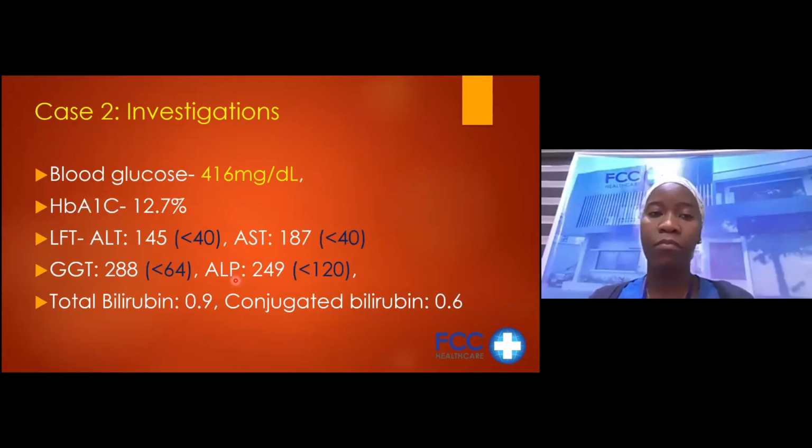So we did a blood glucose at presentation, and as you can see, markedly elevated at 416 milligrams per deciliter. We went on to do an HbA1c, which was also elevated. His liver function was markedly deranged, showing a mixed pattern of hepatocellular and cholestatic picture. His bilirubin, the total was normal, the conjugated just mildly elevated, the upper limit 0.5.